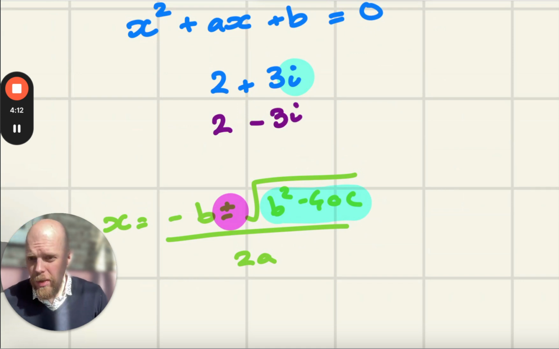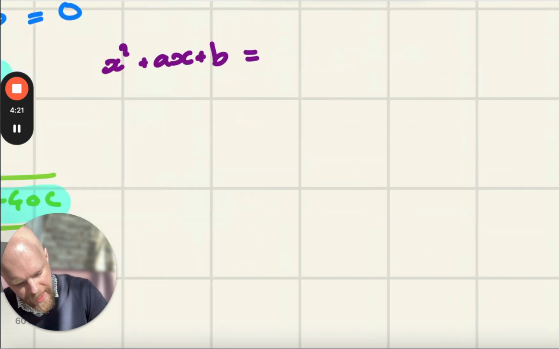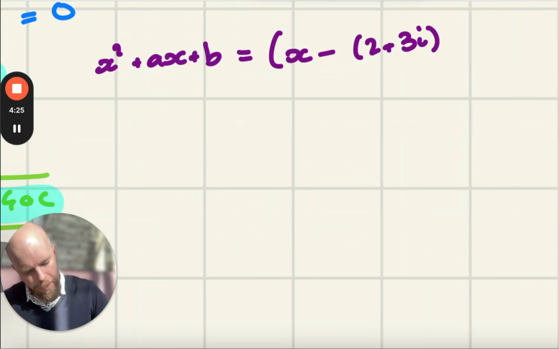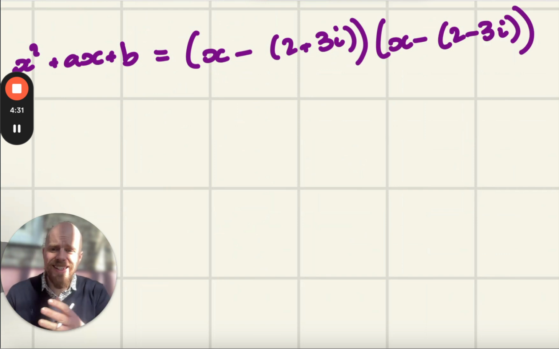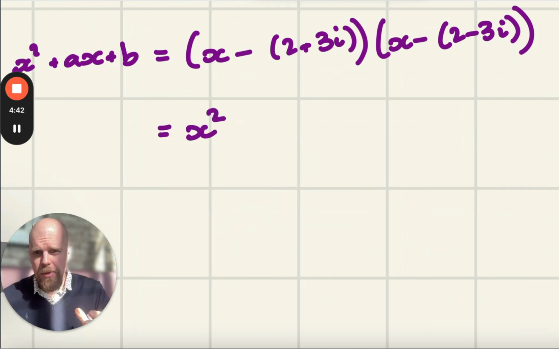Now if we think to our quadratic rules, what that means is we can say that x squared plus ax plus b is equal to, we're going to take one solution, so x minus (2 plus 3i), and we're going to multiply it by the other one, so x minus (2 minus 3i). Now what we're going to do is just expand the brackets and cancel everything down, and you'll be able to then look and find what a is and what b is. So if I expand the brackets, I get x squared. Now a lot of this is going to cancel, so you just got to be careful.